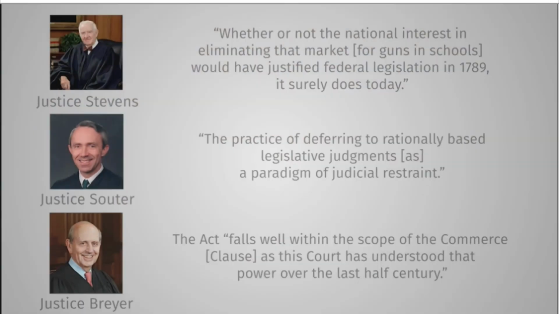And there were 3 dissents filed in the case. The first one was Justice Stevens, who wrote that whether or not the national interest in eliminating that market for guns in schools would have justified federal legislation in 1789, it surely does today. Justice Souter's dissent extolled the practice of deferring to rationally based legislative judgment as a paradigm of judicial restraint. And Justice Breyer's dissent found that the Gun-Free School Zones Act falls well within the scope of the Commerce Clause, as this court has understood that power over the last half-century.